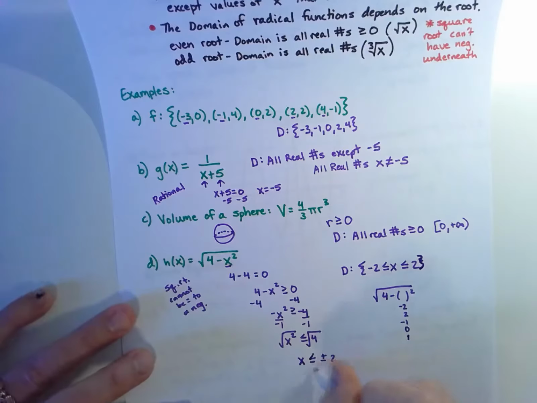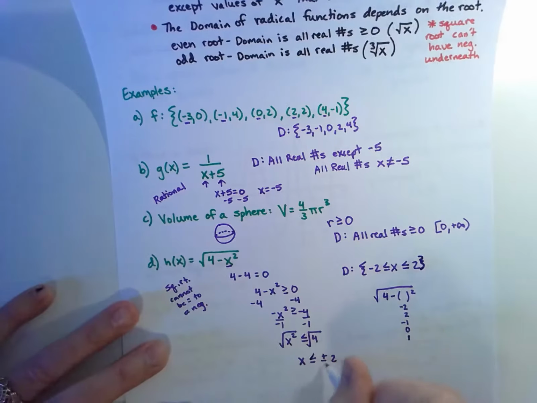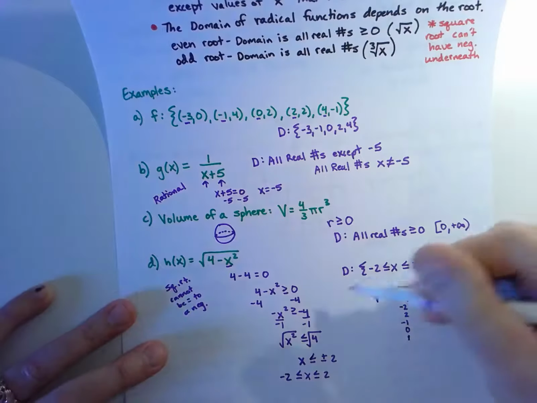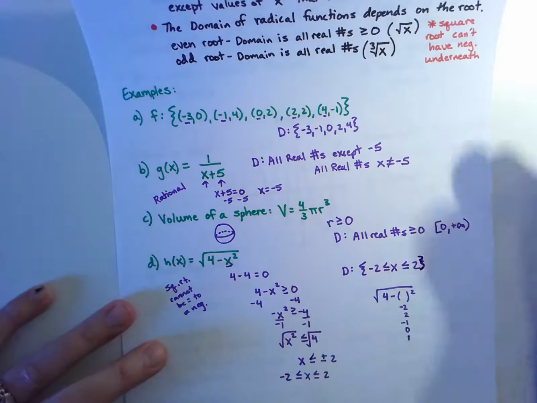So when you end up with an inequality with the plus or minus, you go with x is less than or equal to the positive number and greater than or equal to the negative number. And then we just had to state it with our D for domain.